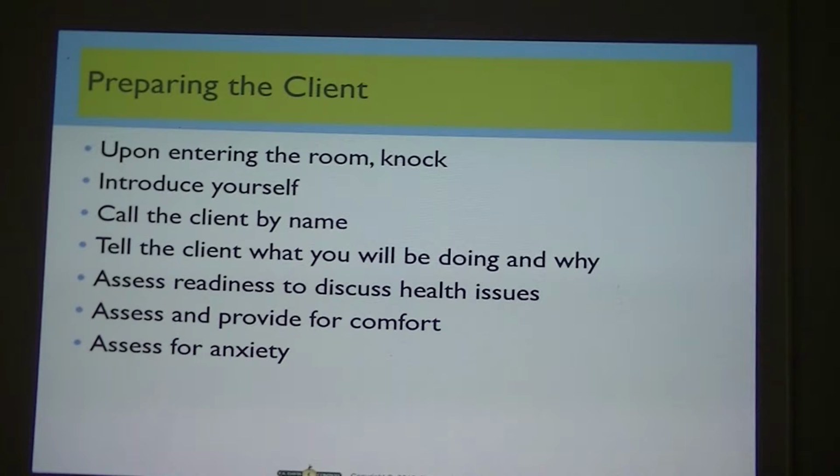So when we're preparing the client, every time you go into the room, you need to knock. Okay, that's just professional courtesy. That's always what you need to do. And then you need to introduce yourself, call the client by name, and tell the client what you're going to do and why. And then you need to assess them.